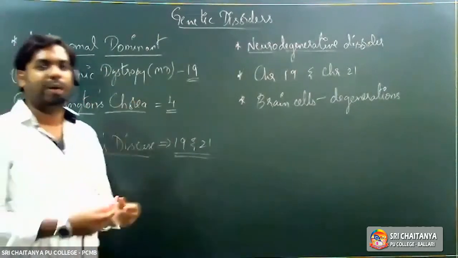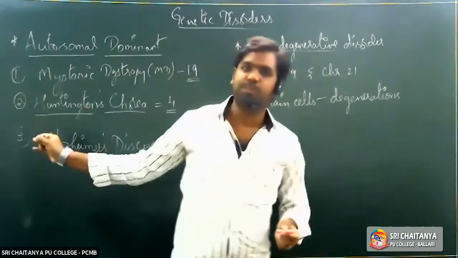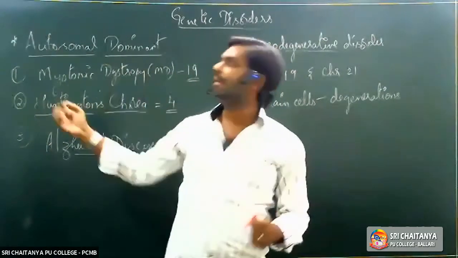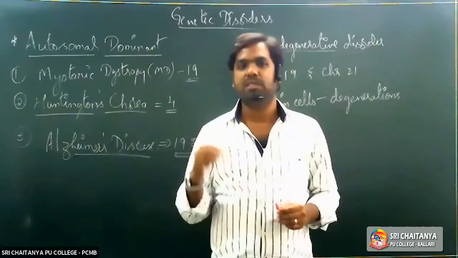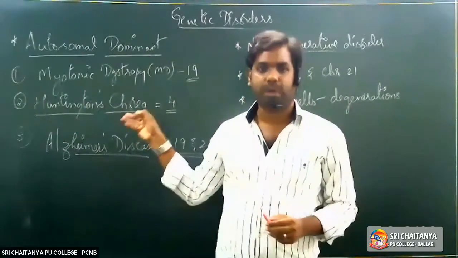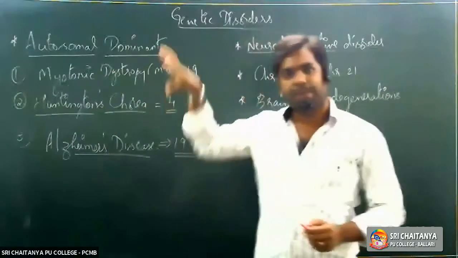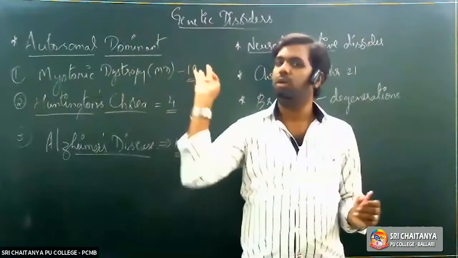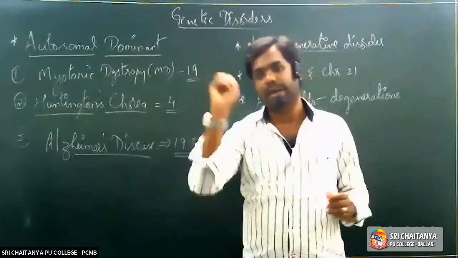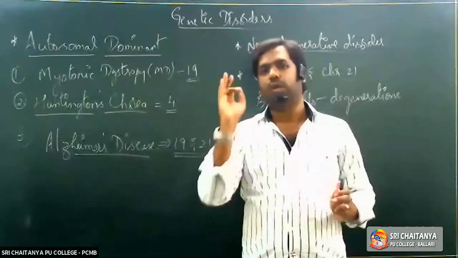Right? So you need to be very clear with these disorders and under which category these disorders fall. Because in the previous session, when we were discussing pedigree charts, I told you that in your exam, the pedigree chart will be given and they'll give you 4 options: autosomal dominant, autosomal recessive, X-linked dominant, and X-linked recessive. So out of the 4, you need to select one.